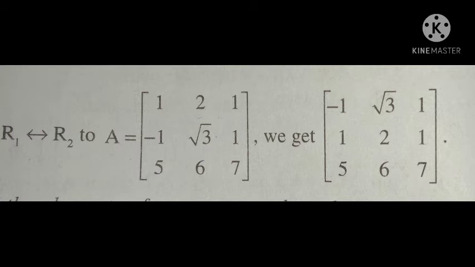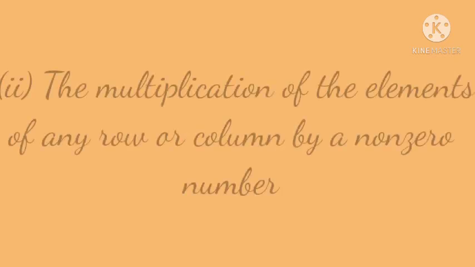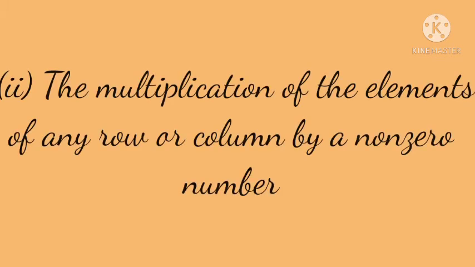Let's see the second transformation. The multiplication of the elements of any row or column by a non-zero number. So this is the transformation, which means we can multiply by a scalar. We can multiply the elements of any row or a column by a scalar. That is the second transformation or operation.